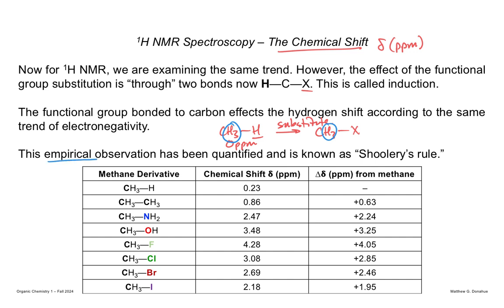Empirically, this is known as Shoolery's rules. Do you know what empirical means? Empirical means you're just making observations, and then you can set up a rule. It's not really theory-based. It's just these are the observations I've seen, like all bananas are yellow, something that you can see, and it's an evident fact. And so what people have done was just make different derivatives and see how that X group moves the chemical shift away from 0.